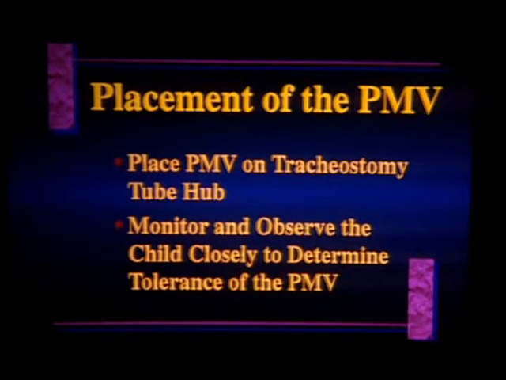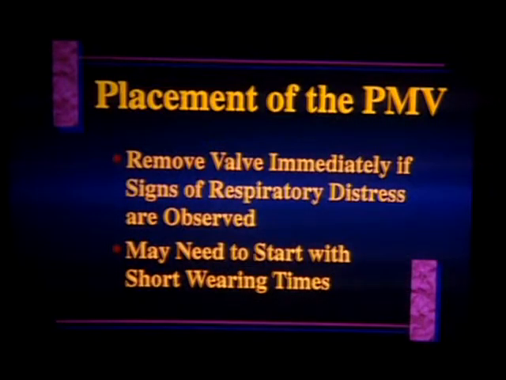And then place the Passy-Muir valve on the tracheostomy tube hub. You monitor and observe the child closely to determine tolerance of the Passy-Muir valve, just as with the adult, and remove the valve immediately if signs of respiratory distress are observed. They may need to start with short wearing times, and that can vary. If I get 15 or 20 seconds on my first try, I'm a happy camper. 15 minutes is wonderful, and I may just go ahead at 15 minutes the first time, even though the child's not in distress, and take it off. So it really varies.